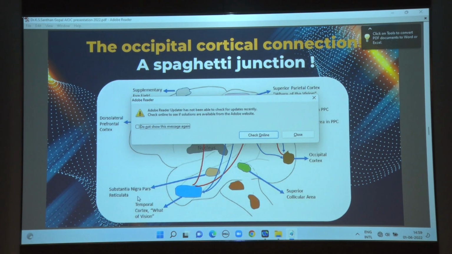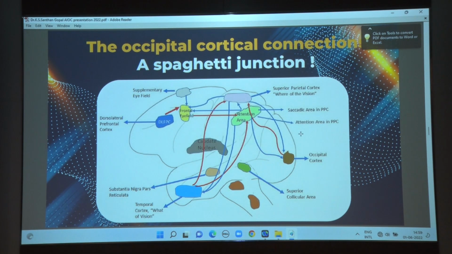Okay, what happened? So this is the spaghetti junction which you are seeing in V1.